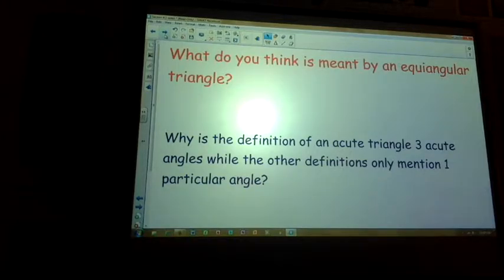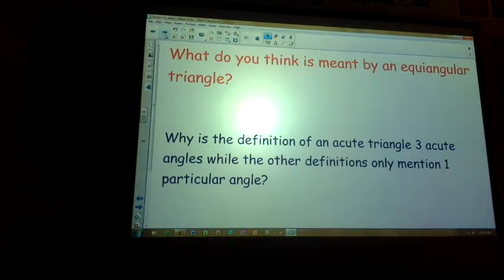What is the definition of an acute triangle? Acute triangle, 3 acute angles, while the other definitions only mention one particular angle. Why is the definition of an acute triangle 3 acute angles, while the other definitions only mention one particular angle? Because in order for the other angles to be a triangle, they have to have 2 acute. So for it to be an acute triangle, it has to have 3, but the others automatically always have 2.